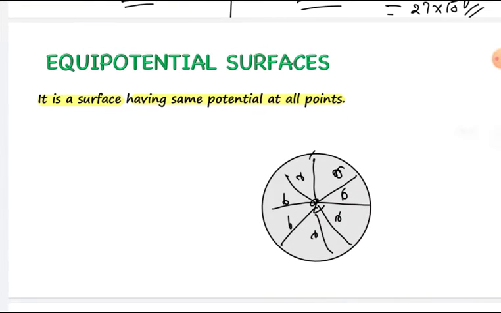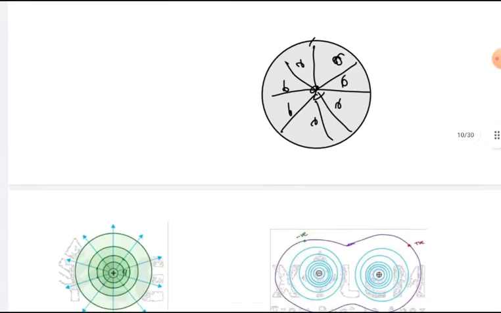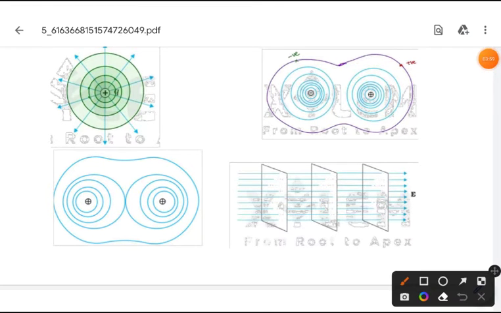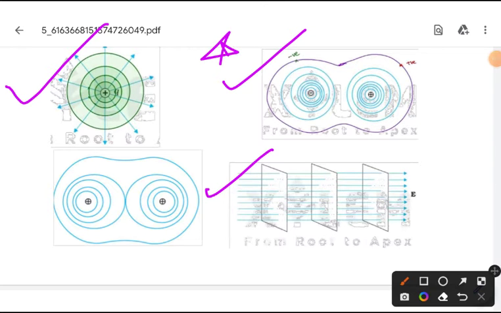The next comes equipotential surface. This is a very important topic. It is a surface having the same potential at all the points. In all the points, the potential will be the same. There are 4 figures given here, and in these 4 figures you have to learn this, and this, which are very important.